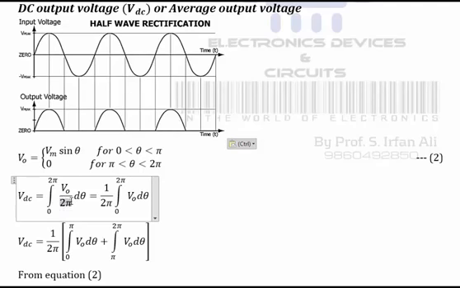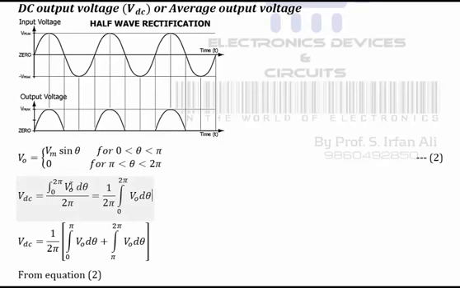I can write this with a slight change. In this I have integrated the output voltage VO from 0 to 2 pi. So this integration will add all the values of VO from 0 to 2 pi, from this point to this point, and dividing this addition we have to divide by 2 pi. 2 pi is the total set of values here. So we have added all the values from 0 to 2 pi, and we have to divide it by 2 pi. This will give the average of output voltage, that is VDC.